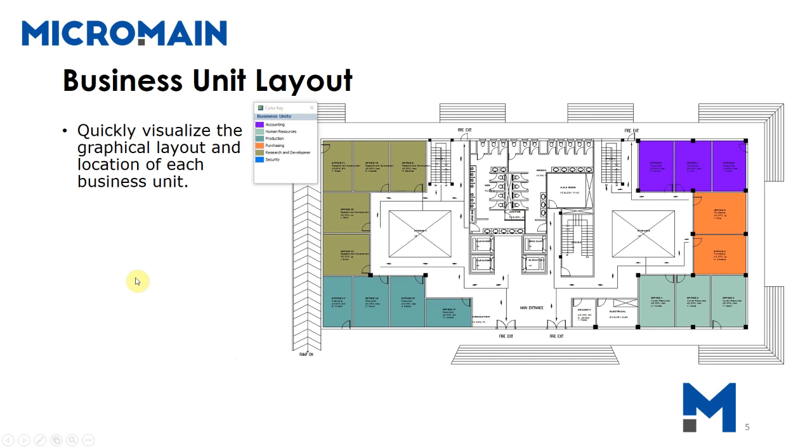For the business unit layout, we can quickly visualize the graphical layout and location of each business unit. As you can see right here, we have a color key, which is showing each business unit. We have accounting, human resource, production, and whatnot. They're all color-coded. You can see them easily on the floor plan. I can't zoom in on this one, but I will on the product. But it also stores the space labels, the business unit, and the person that's occupying the space, and the space classes as well.